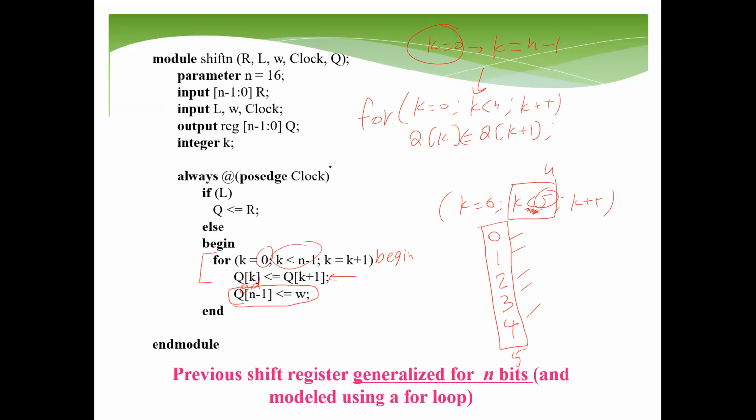Now check when k equals 0, you have q of 0 takes on the value of q of 1. This is okay. Now check for k equal to n minus 1. This will be q of n minus 1 takes on the value of q of n minus 1 plus 1. That means q of n minus 1 will take on the value of what? Q of n. Do we have q of n in our design?